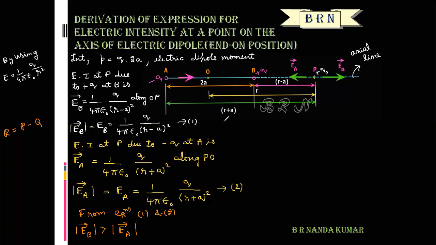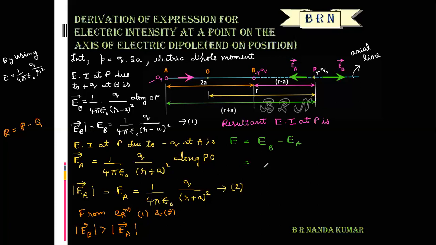So the resultant electric intensity at point P, that is E, is equal to EB minus EA. What is the value of EB?